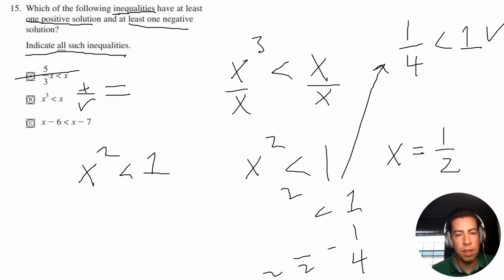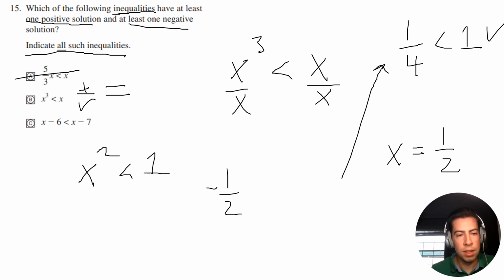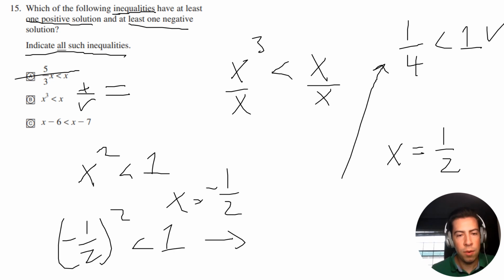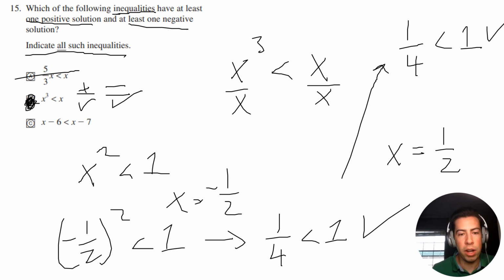Let's see if that one will work. All right, let's go ahead and try it. So now I'm going to say, what happens if we do -1/2? X equals -1/2. So I'm going to have -1/2, I'm going to square it. And what am I going to get? Well, a negative times negative is just a positive, so I'm going to get the same thing, right? 1/4 is less than 1. So that checks out, all right? So now we have both a negative and a positive solution, okay? So we're going to go ahead and bubble that one in.